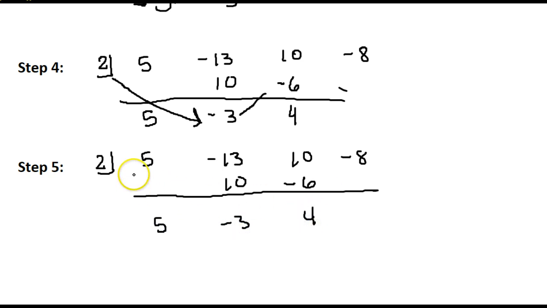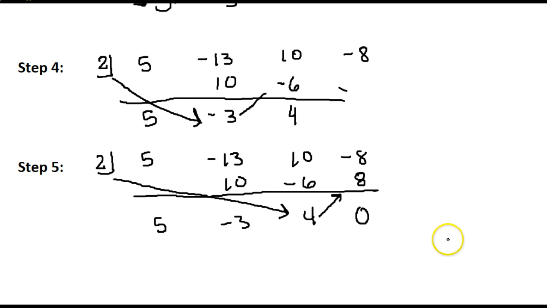So again, we need to do this multiplication. We take our 2, we multiply it to that 4, which is 2 times 4 is 8, and then it goes above the equal bar as a positive 8. And then we add those. So negative 8 plus 8 is 0. Okay, so that's step 5.